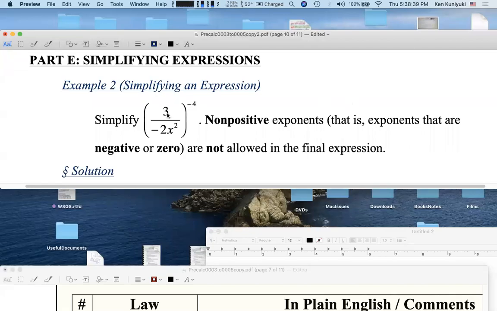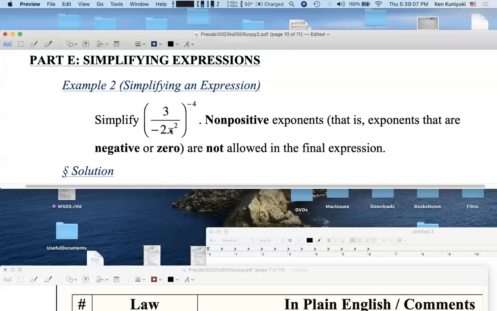Hi, everyone. Let's simplify this kind of monstrous looking thing here: 3 over negative 2x squared, all to the negative 4. We want to simplify this expression, make it look nicer, and we want only positive exponents in our final answer. So non-positive exponents, that is exponents that are negative or 0, are not allowed in the final expression. If you have exponents in your final answer, they better be positive.